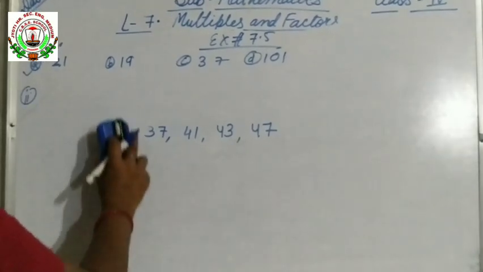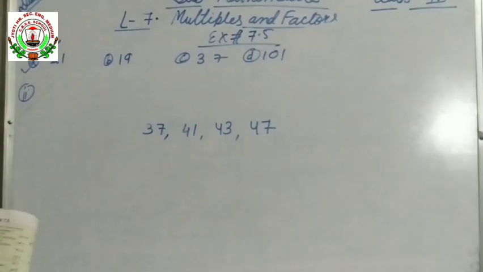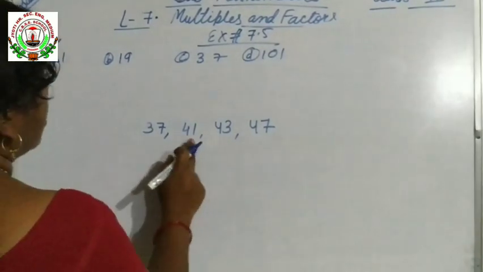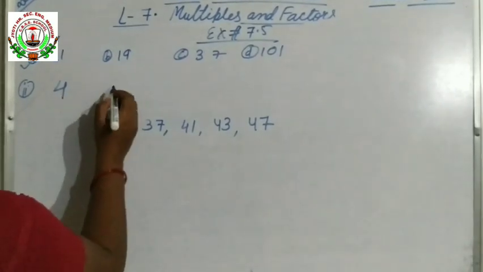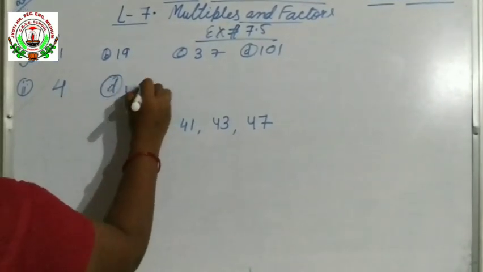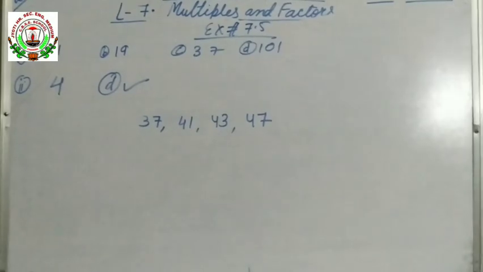After 31 we will take 37, 41, 43 and 47. 1, 2, 3, 4. How many prime numbers are there? 4. So your correct answer is D. D is your correct answer. Understood?